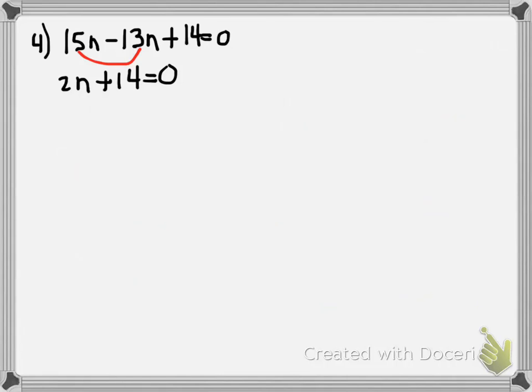Do I have any grouping symbols, any absolute value or exponents left? No. So this looks like the problems we've been doing. Cameron, what am I going to do next? You have to subtract 14 from both sides. We're going to subtract 14. Yeah, we want to get rid of that constant first. Since it was positive, we're going to subtract it. So it gives us 2n equals negative 14.